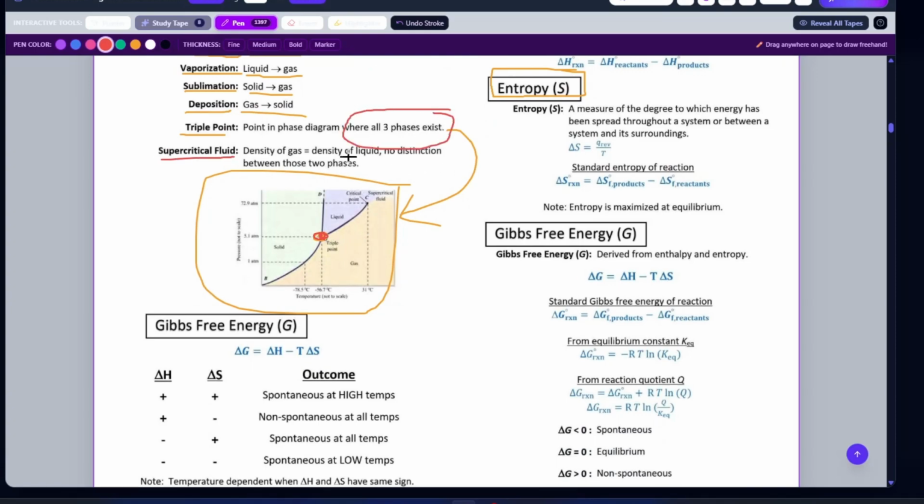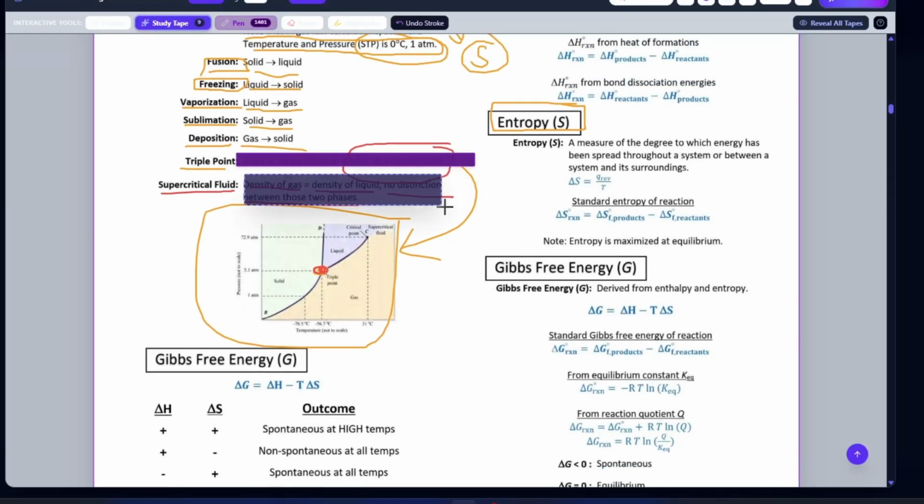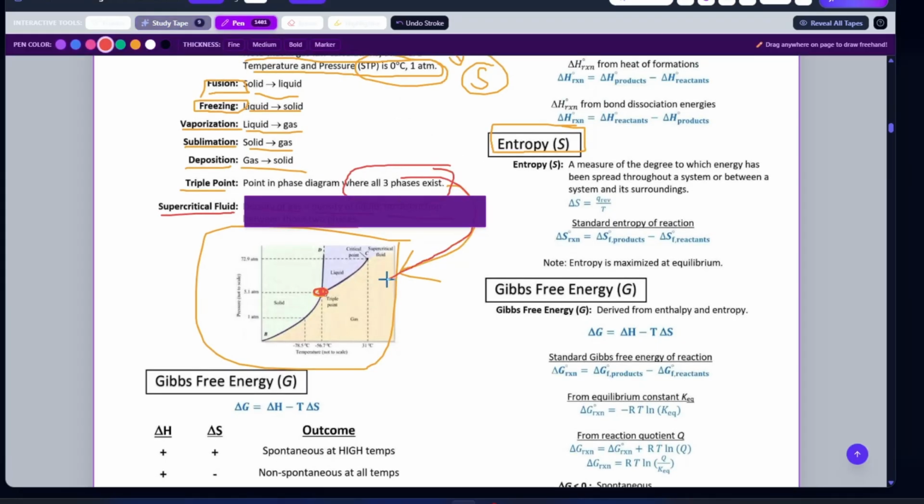A supercritical fluid is when the density of gas equals the density of liquid, so there is no distinction between the phases. You can memorize where it's located on this graph, so you should know how to read it or what it's trying to say. Other key points are the critical point, and supercritical fluid is right there. Gas, triple point, liquid happens here, solid. This is your pressure on your y-axis, and this is your temperature.